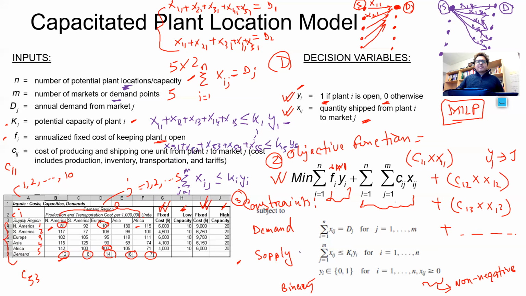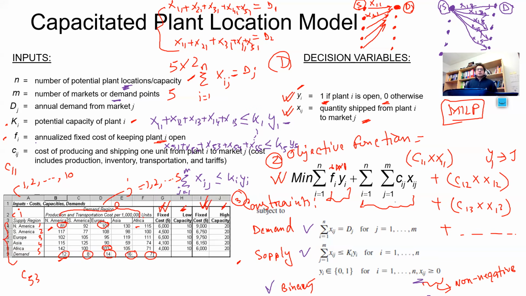So that's what we have here, supply and demand. And here we are just saying that the value of yi has to be 0 or 1. Either our plant will be open or closed, binary. And here we are saying that the value of xij, the delivery values, how much we will be delivering from one location to another location, cannot be a negative value. It has to be 0 or a positive value.